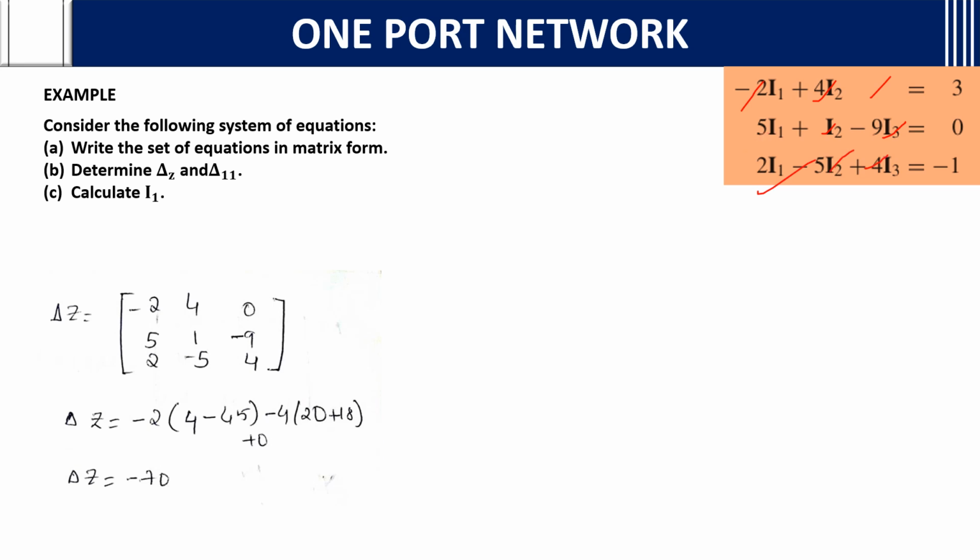Understood, right? After writing delta Z, what will you write? That is multiplied with the I components, so that is not required. So -2, 4 we have written in the delta Z. After writing delta Z, what will you do? You know how to calculate the determinant.